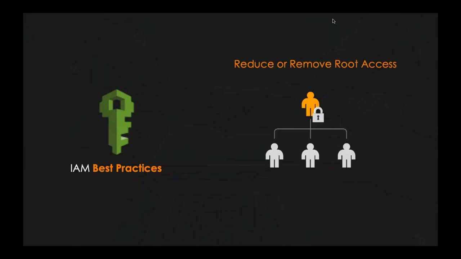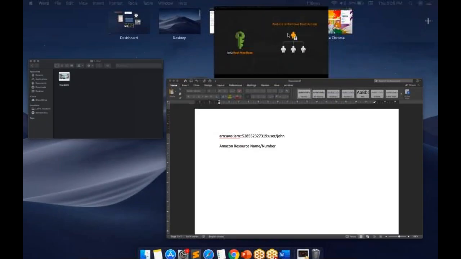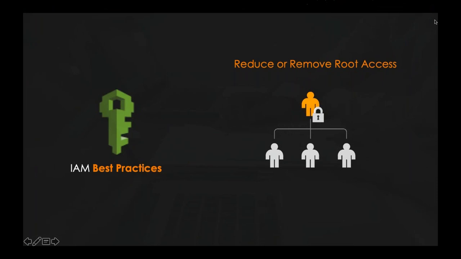And lastly, reduce or remove root access. You should reduce as much as you can, or you should completely remove your root access. You can create another user and give them administrator and billing access, and you can create again whatever the number of services you want to do, whatever the actions you want to perform with that user, you can do. All right, these are the very important best practices that you must always remember from exam point of view.